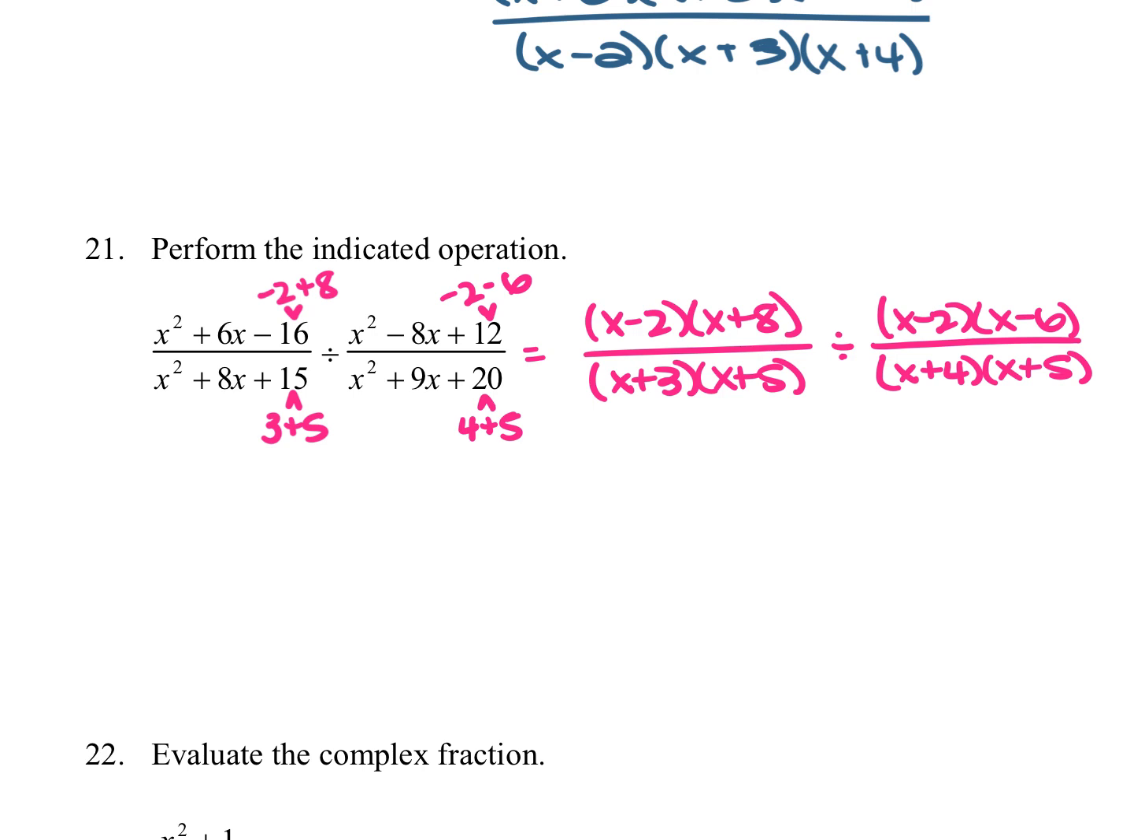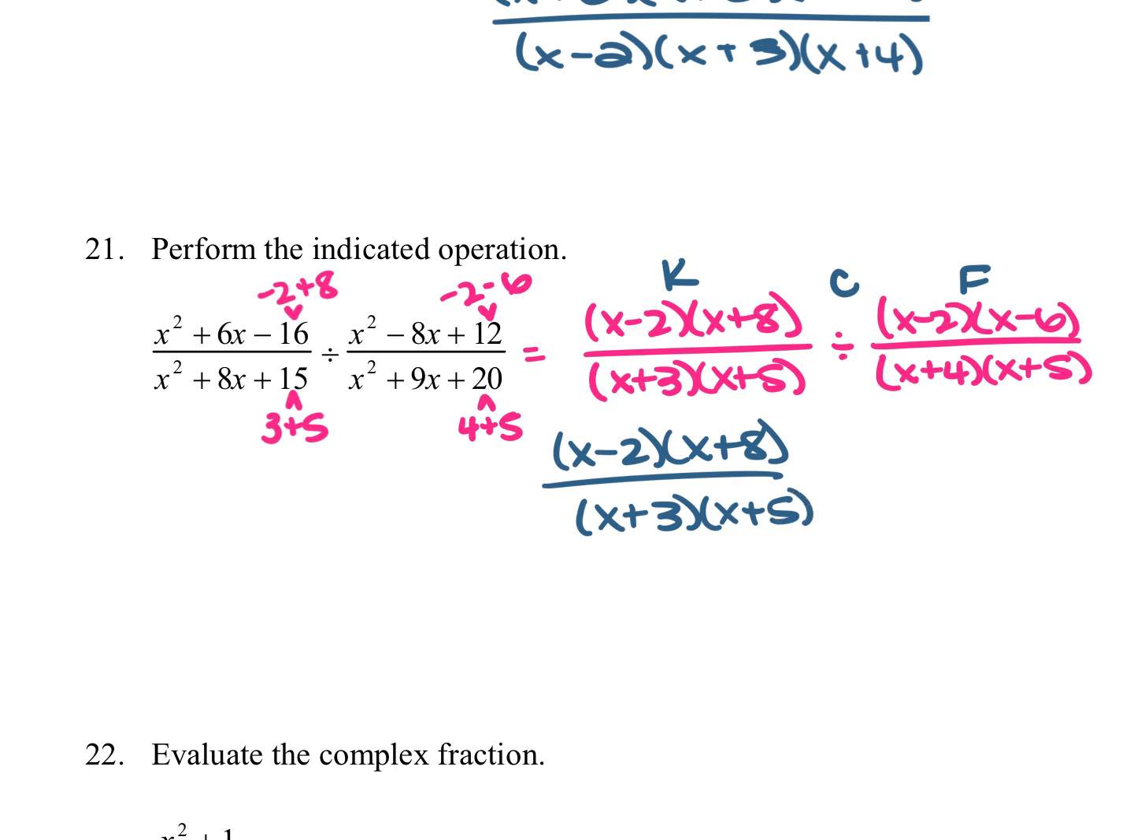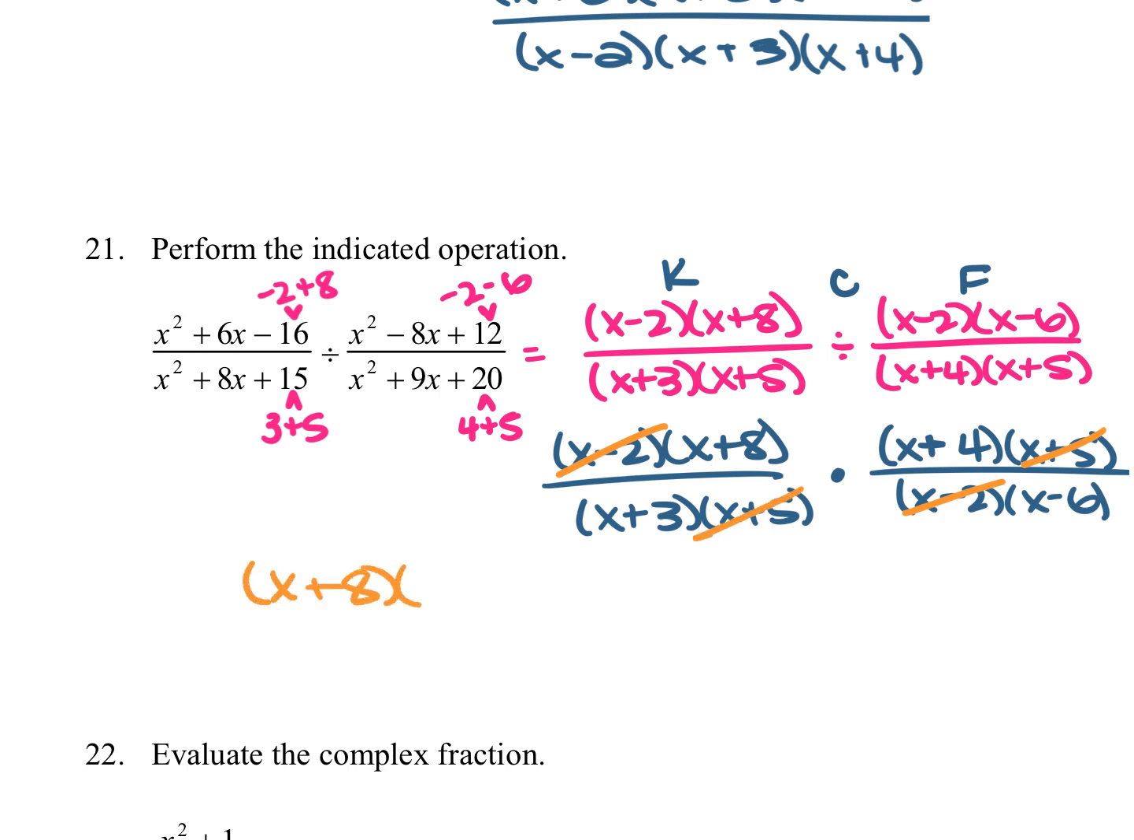However, you have to see that after you keep, change, flip. So we're going to keep the first, change to multiplication, flip the second. So that's going to give us x minus 2 times x plus 8 over x plus 3 times x plus 5 times x plus 4 times x plus 5 over x minus 2 times x minus 6. So now diagonally you have the x minus 2 that cancels. You also have the x plus 5 that cancels. So your answer for this one is just x plus 8 times x plus 4 over x plus 3 times x minus 6.